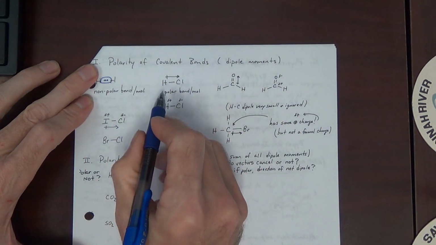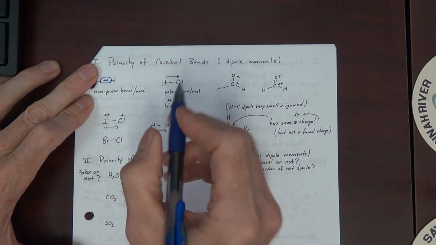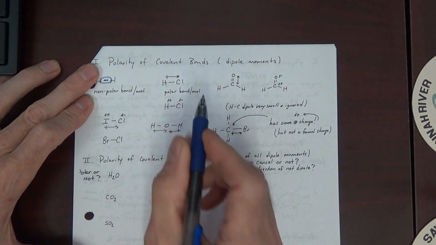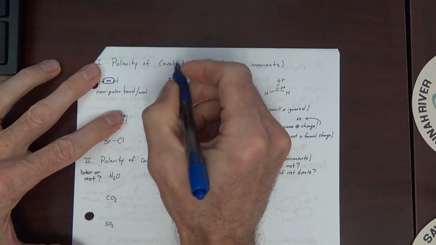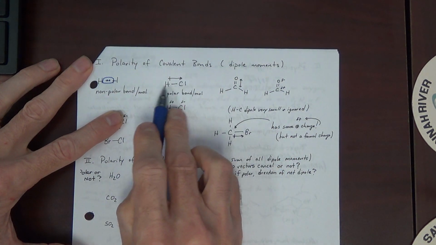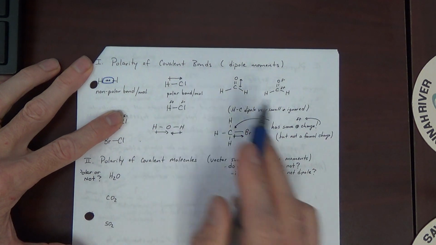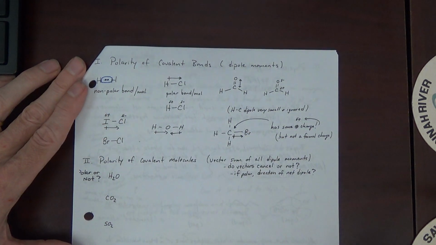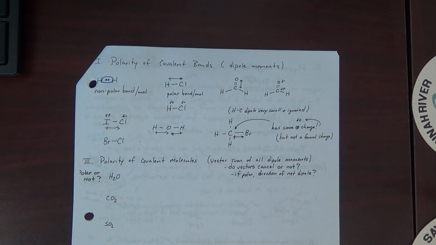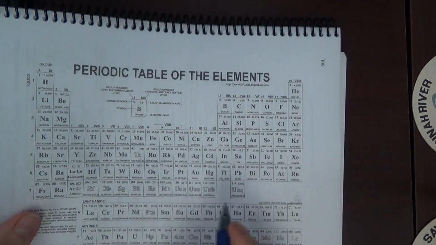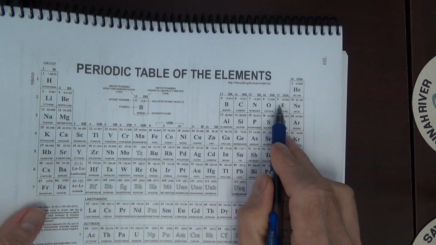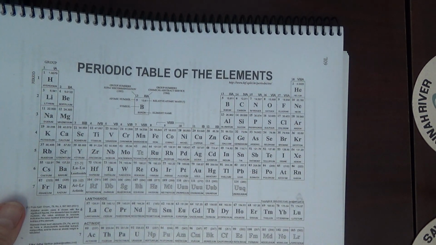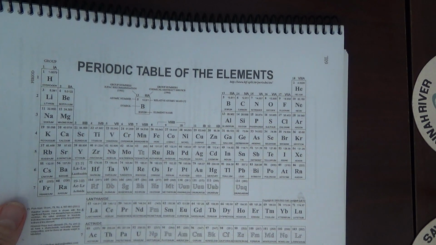Now on the other hand, the HCl molecule is an example of a polar covalent bond. Two-electron covalent bond, but the two electrons don't sit symmetrically between the two nuclei. The chlorine is much more electronegative. And you should know your periodic trends. Electronegativity increases as we go up and to the right, with fluorine being the most electronegative element.